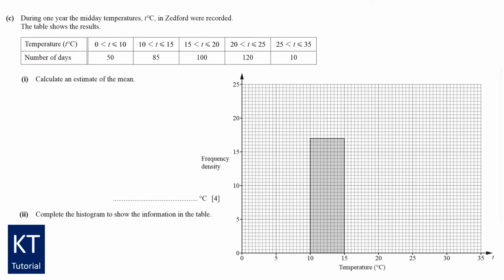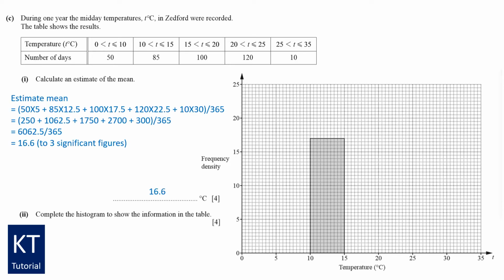Question 4c. During 1 year, the midday temperatures T degrees Celsius in Zedford were recorded. The table shows the results. Calculate an estimate of the mean. The estimated mean can be obtained by multiplying the midpoint of each temperature by its number of days, and this total being divided by the overall number of days.